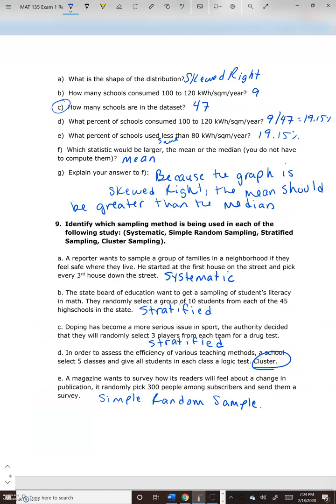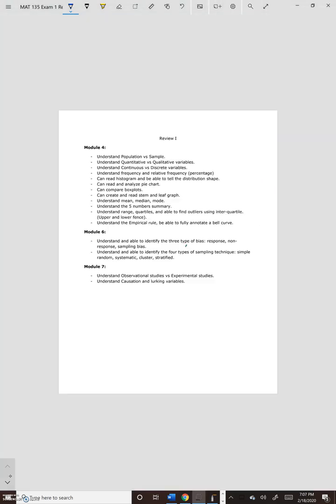And that means that for F, the mean will be greater than the median.